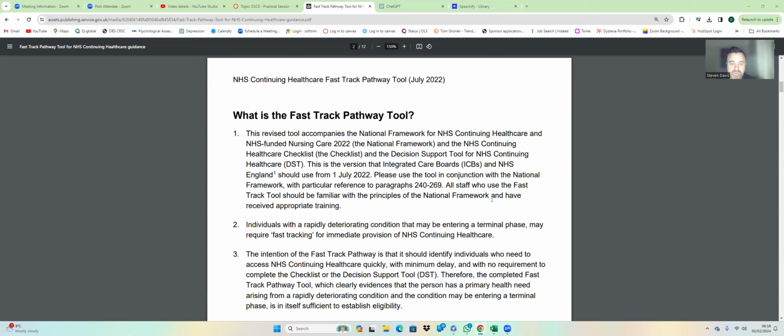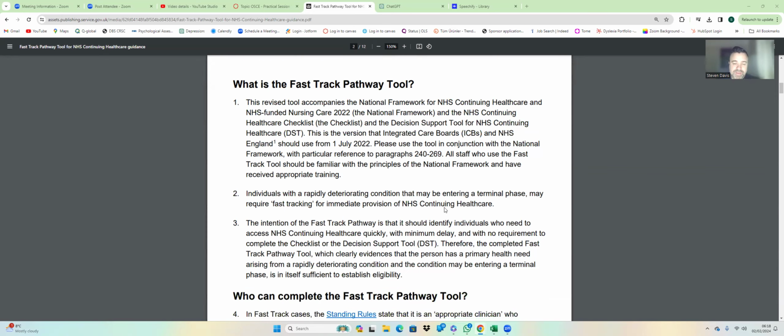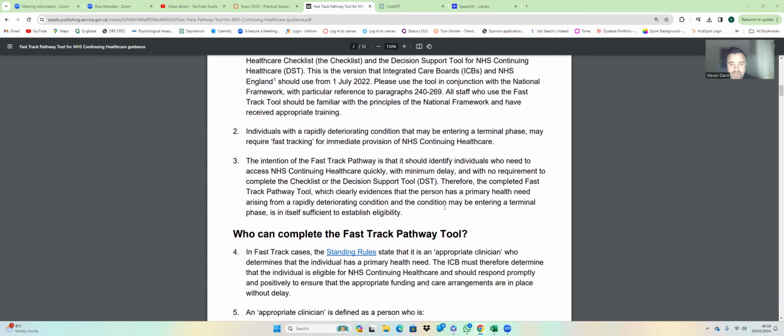In conjunction with the national framework, that larger document, you need to look at paragraphs 240 to 269 for the fast-track pathway processing. And again, you should have received appropriate training. So this is what this is.